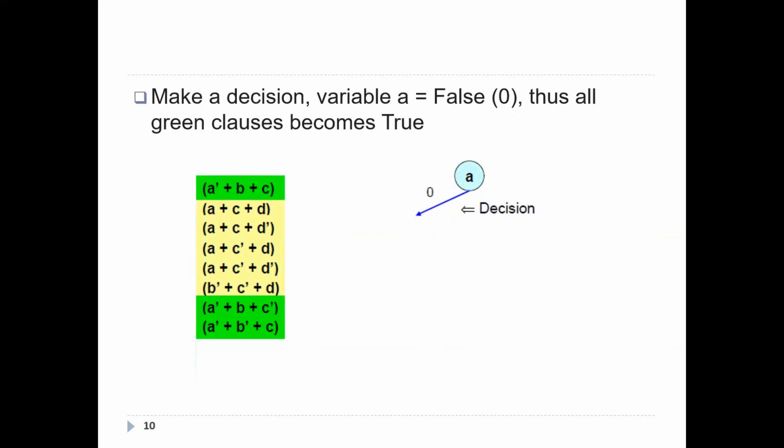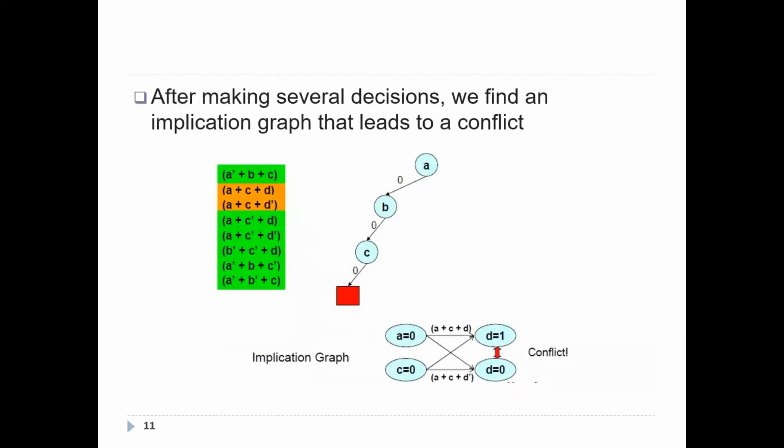A naught plus B plus C will be true. A naught plus B plus C bar will be true. A naught plus B bar plus C will be true. Next, we're going to similarly keep on picking variables and keep on assigning values until and unless we reach a conflict.